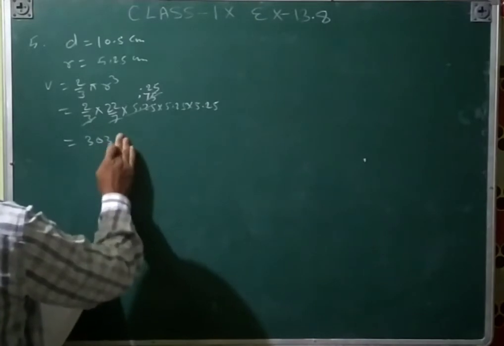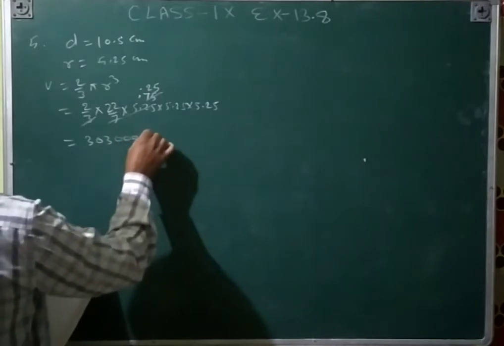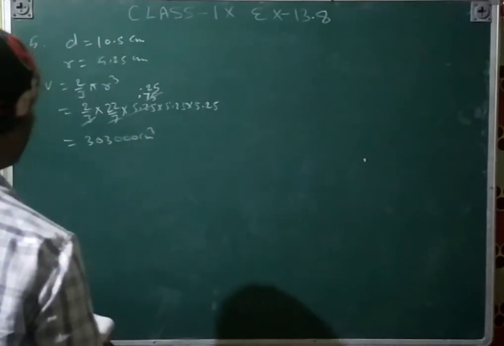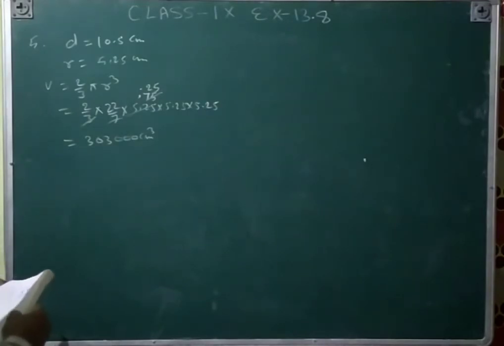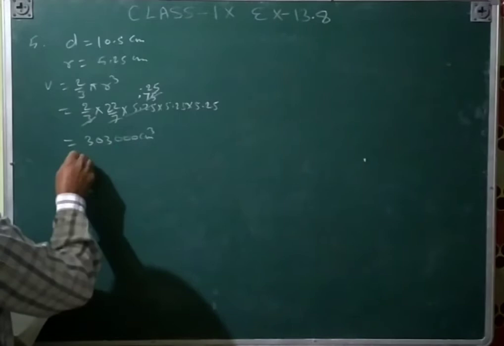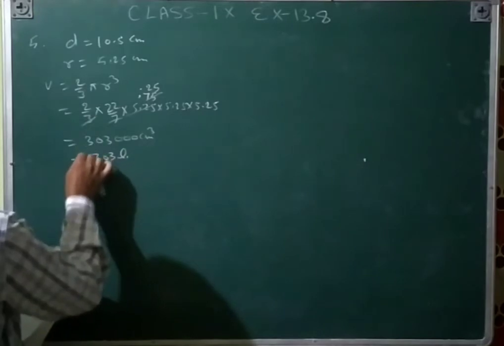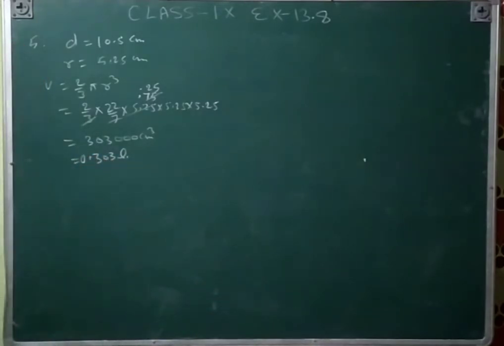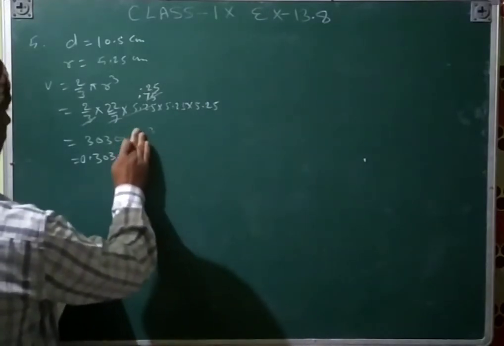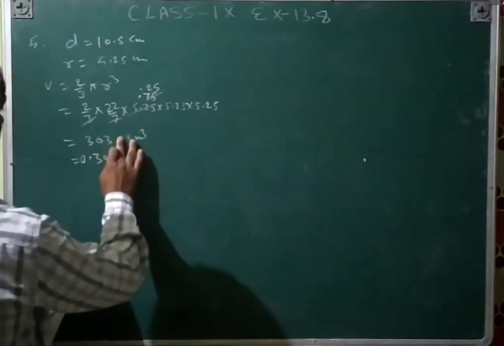Not 303, that will be there, centimeter cube. Approximately that will become, and then this is the centimeter cube. If you convert that to liters, so that will be in liters. If we convert centimeter cube into liter, so that will be divided by 1000.